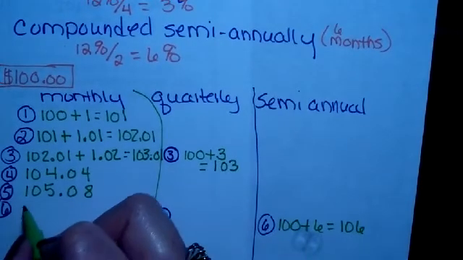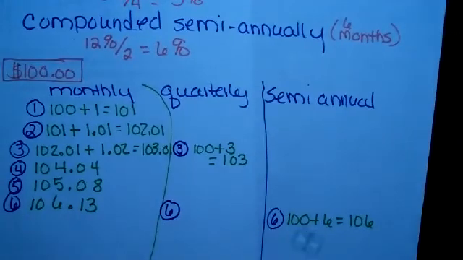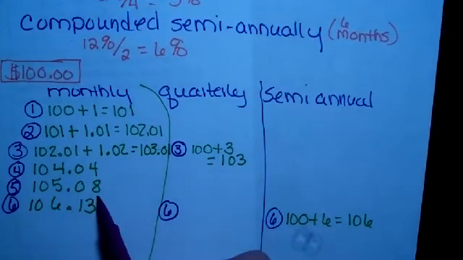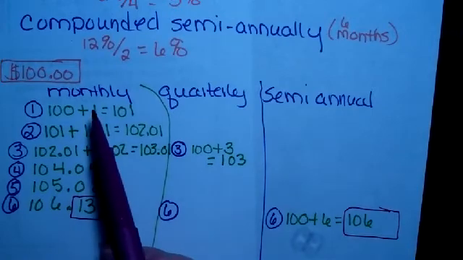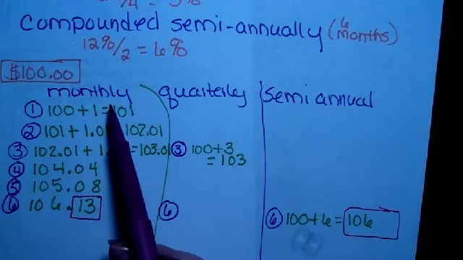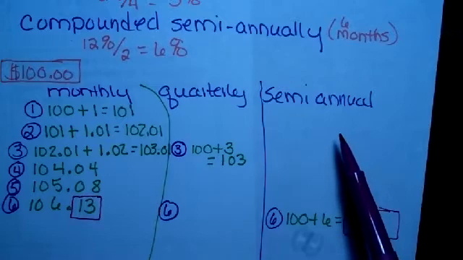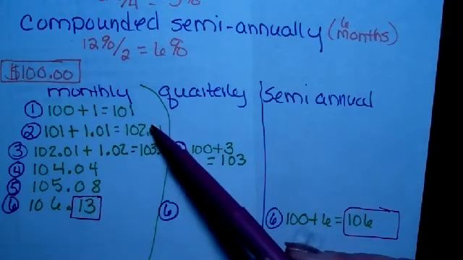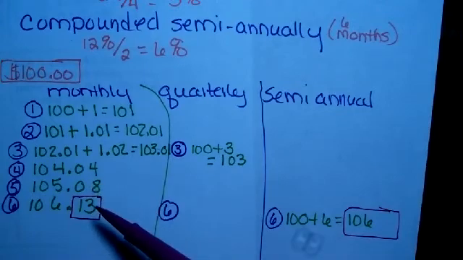I'm going to have $106.13. Well, do you notice something? This method also gives me more than that method. Compounded monthly always gives you more money or more interest than quarterly or semi-annual. And it's based off of the fact that it's stopping and paying you interest more times.